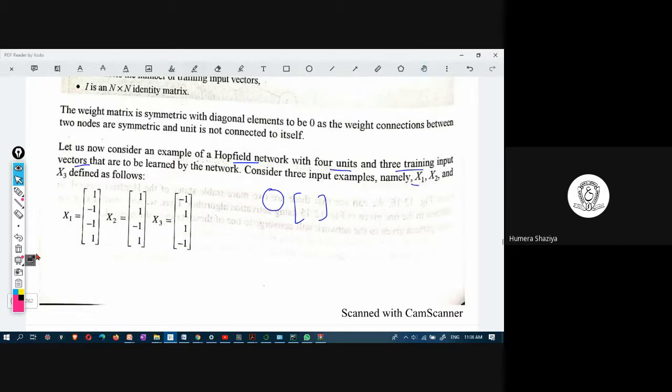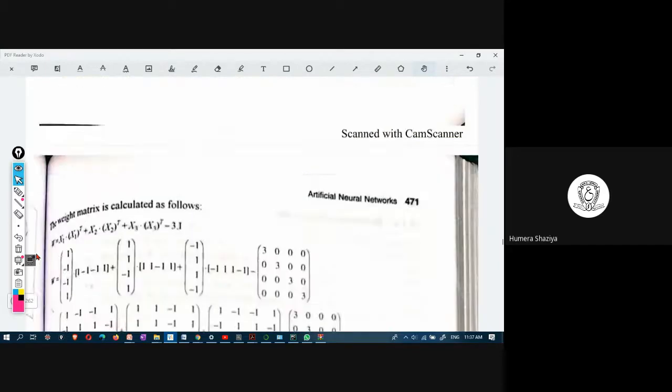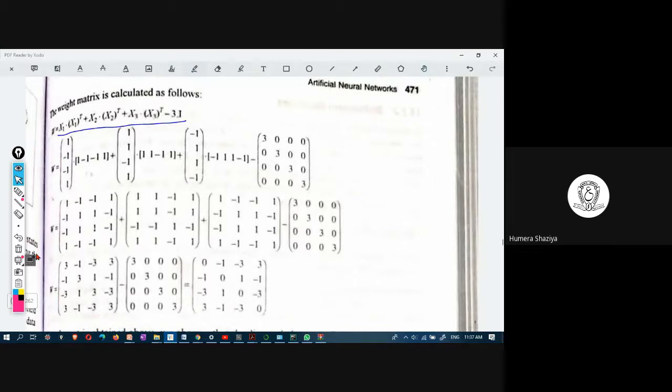These are 3 inputs, x1, x2, x3, and these are their values: 1, -1, -1, 1. These are the 3 vectors. Then based on this equation, x1 into x1 transpose. What does x1 transpose mean? If it is 1 -1 -1 1, the transpose of this would be that this column becomes a row. 1 -1 -1 1 is a column, whereas this one is a row. Now you can perform multiplication. Multiplication can be performed only if the internal dimensions match. This is 4 by 1, this is 1 by 4. Only if these internal dimensions match can you perform multiplication.